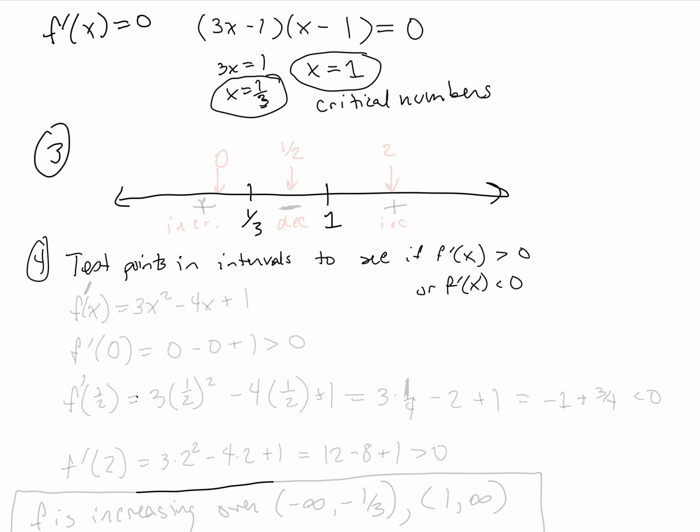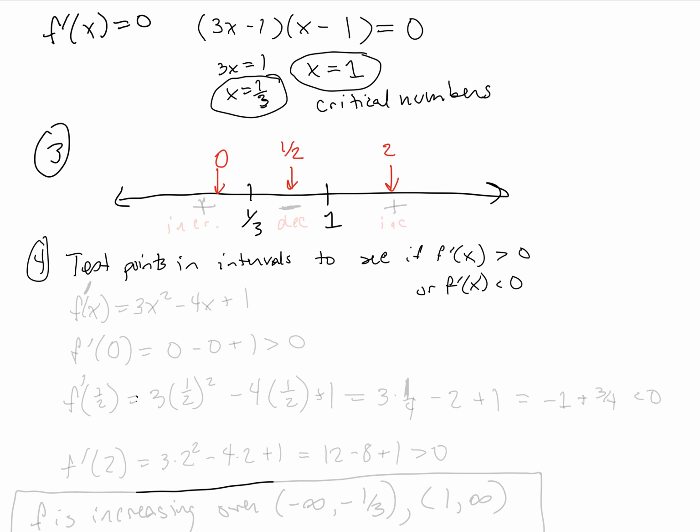In general, pick the easiest points you can that are between these values and not actually equal to these values. So 0 is an easy number. Let's say 2 is an easy number. And then we need some number in between 1/3 and 1. I'll use 1/2, it doesn't really matter.